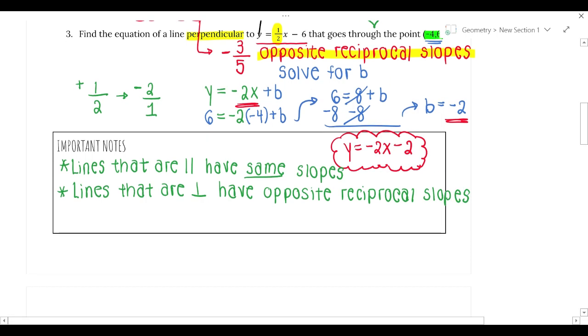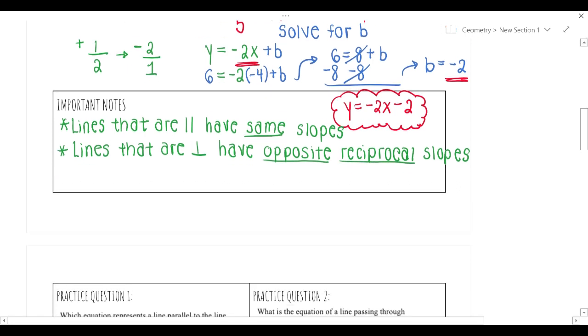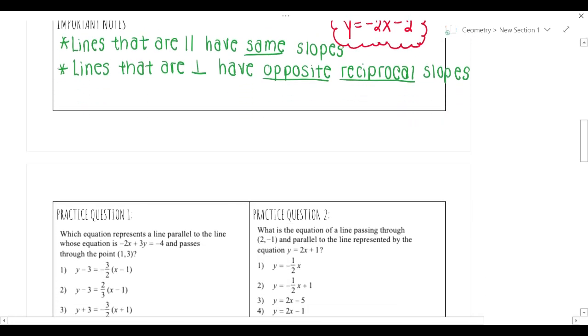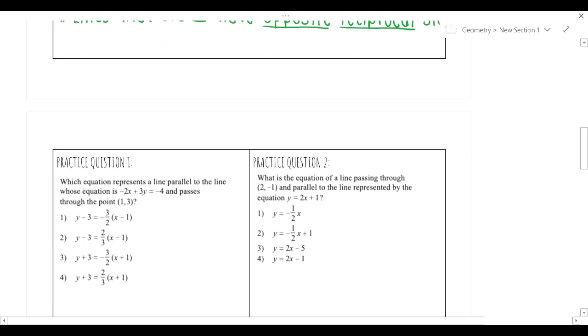And if they don't have the same slopes or they don't have opposite reciprocal slopes, then it would just be neither. They would be neither parallel nor perpendicular.